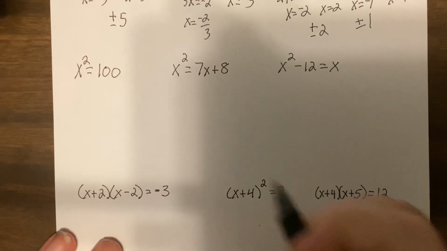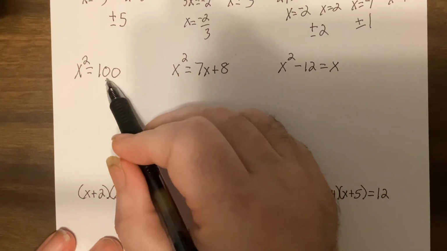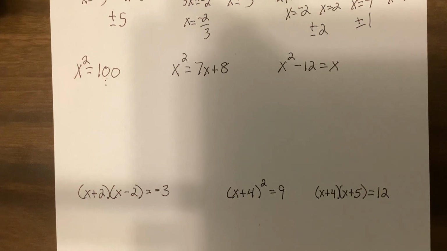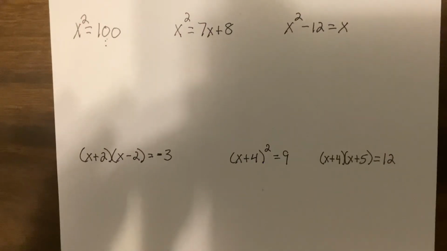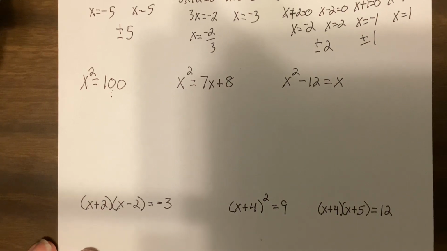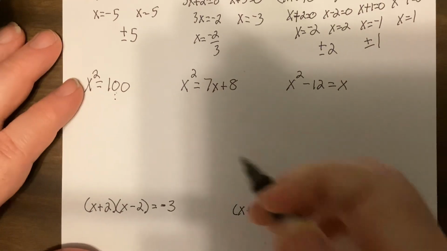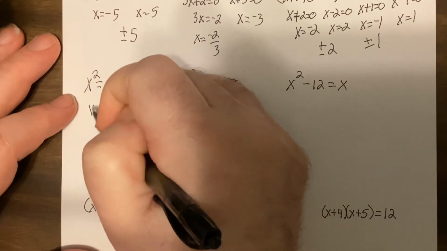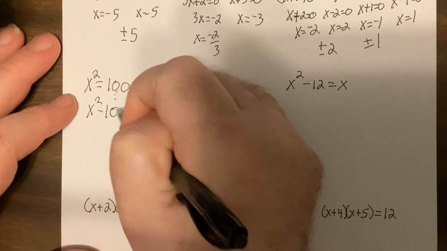Now, what if it's not equal to 0 at the start? Our first question we have to ask ourselves. So, we have to get everything to one side. So I'm going to subtract 100. So it'd be x squared minus 100 equals 0.